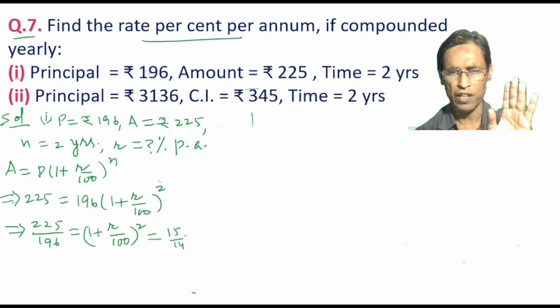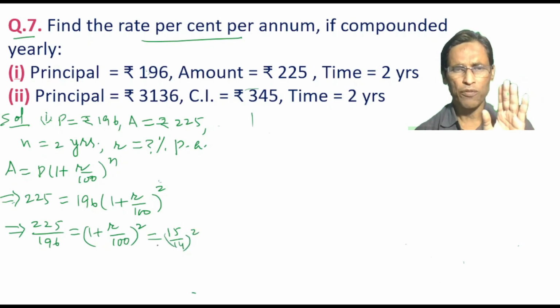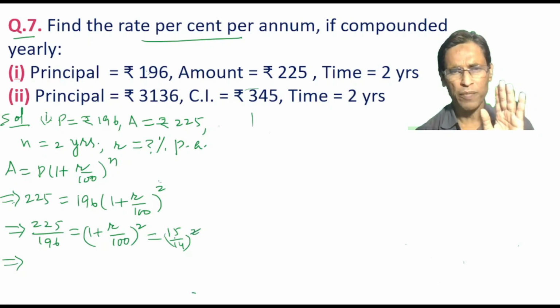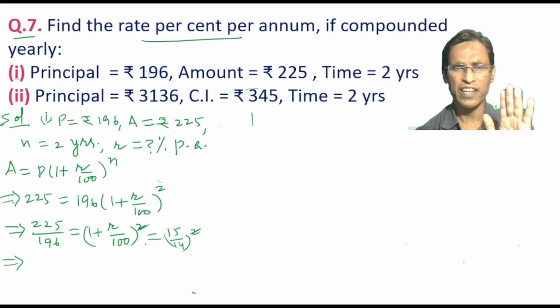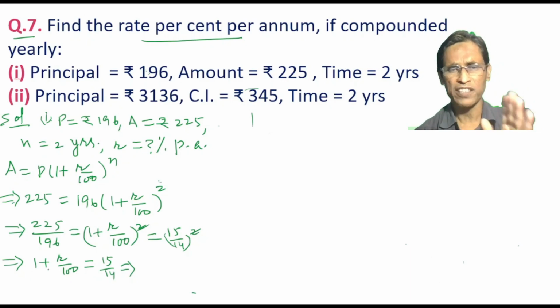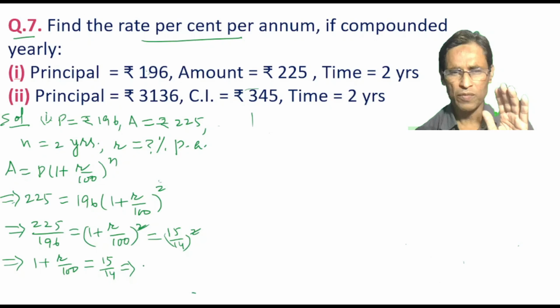(15 by 14) square. Now from this equation we can say if both sides of the equation have the same power, then power must be removed by cancelling them. After that we have 1 plus R by 100 equal to 15 by 14. Here we solve the equation for R, and for this we take 1 from LHS to RHS. By doing so we get R by 100 equal to 15 by 14 minus 1.